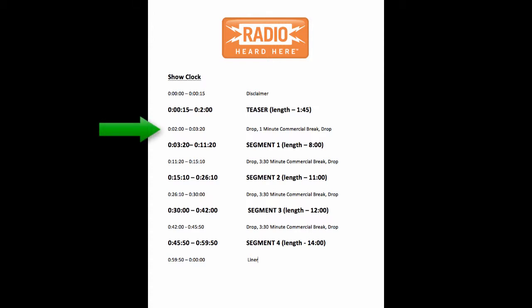Following your teaser, you might have something called a drop. This can be a little piece of audio that segues you from the teaser to a commercial, or from the teaser to your first segment. These little drops are handy, sound super professional, and really give that polished effect to your show. At the end of the program, you might put another drop or a liner. It could be your sponsors, a call to action, or in a podcast case, an outro.